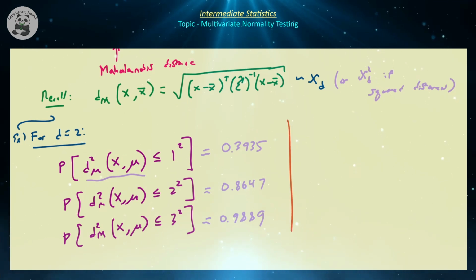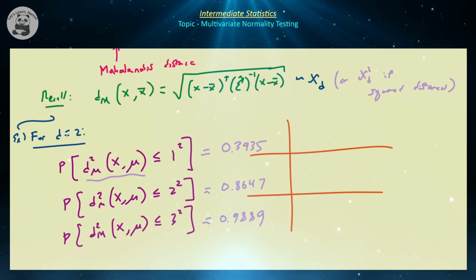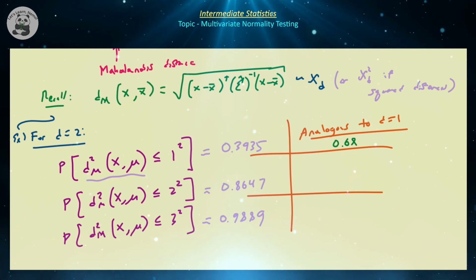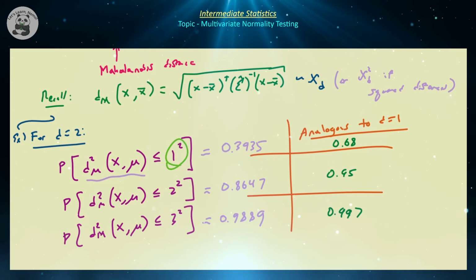And what are we really comparing these to? These are analogous to our d equals 1 values of 68, 95, 99.7, which a lot of you probably memorized a long time ago when you were studying basic elementary statistics. So about 40% of our values should have a squared Mahalanobis distance of 1 or less.